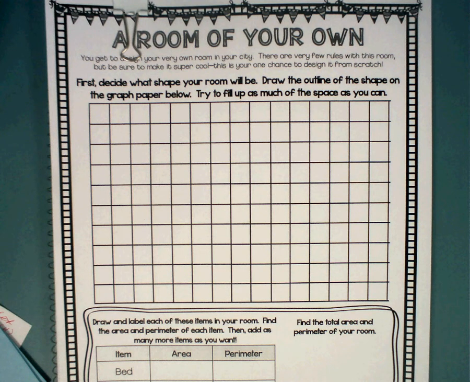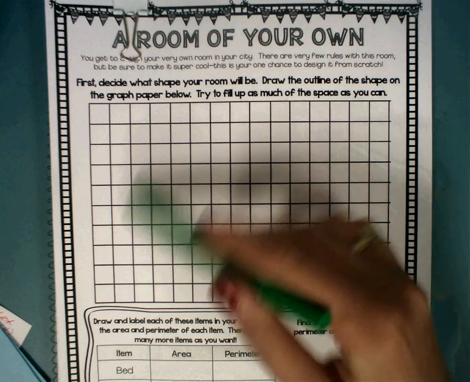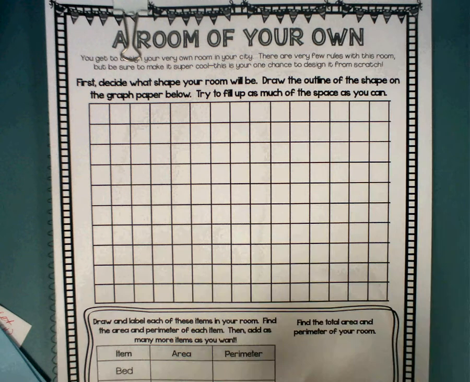First, decide what shape your room will be. Draw the outline of the shape on the graph paper below. Try to fill up as much of the space as you can. Okay, so it doesn't really matter what shape you pick, but you can't do a circle, you can't do a triangle. It has to follow the lines.